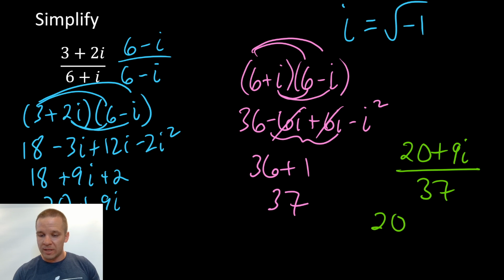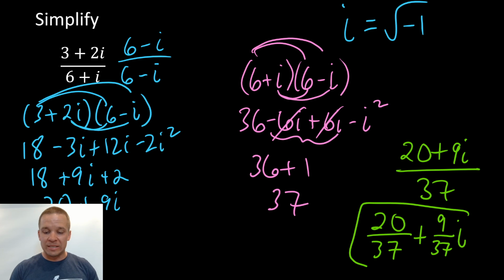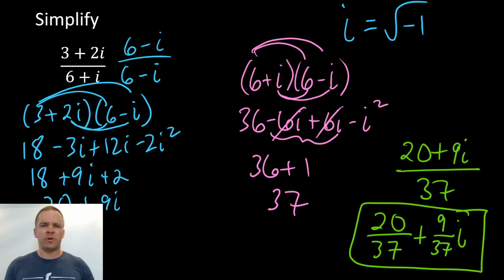The more official way of writing this answer would be 20 over 37. I almost wrote 36 again. 20 over 37 plus 9 over 37 i. We'll give it as a plus bi in that form. That is the most mathematically official way of writing things. And we want to be super official, right? Totally.